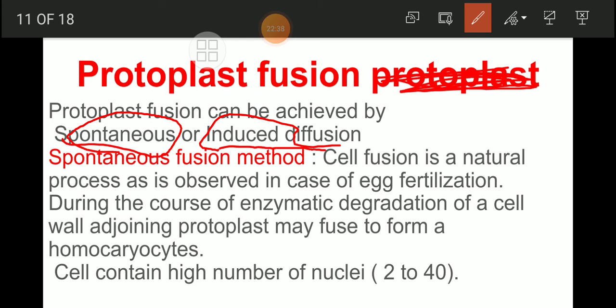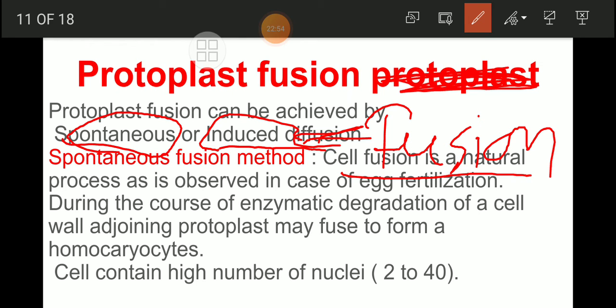In induced fusion, we have to say fusion, not diffusion. So the spontaneous fusion method, in this, cell fusion is a natural process as observed in the case of egg fertilization. Generally we know that the male gamete and female gamete fuse with each other. So that is a spontaneous process that occurs in nature, where the egg is fertilized by the male gamete. That fertilization process in nature is a spontaneous one.